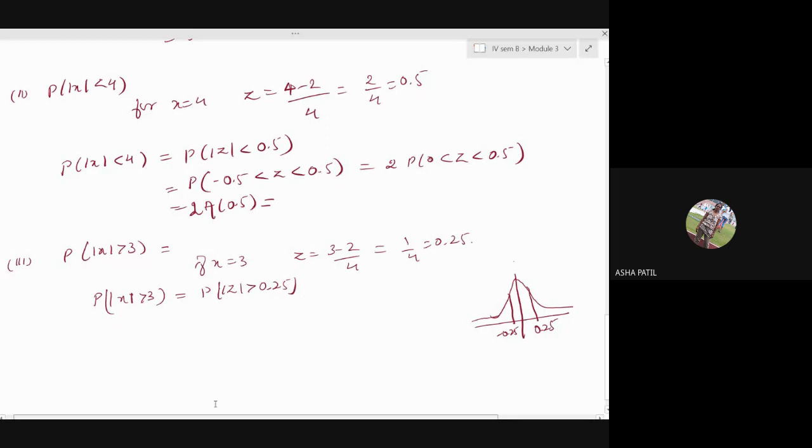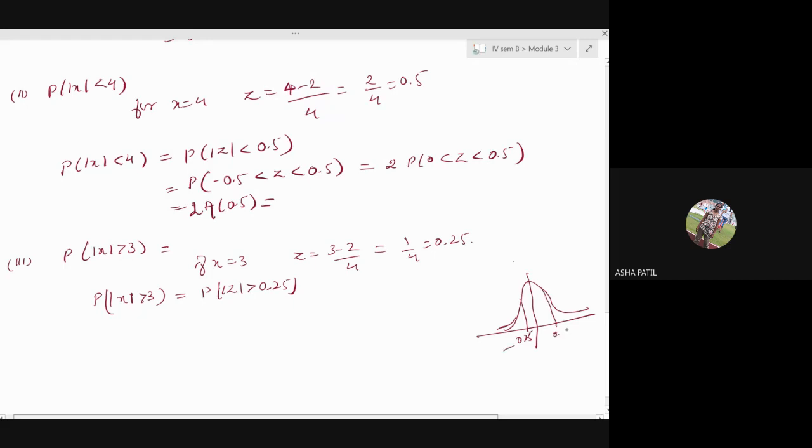Is it right? Mod z is greater than 0.25 means you want z should be greater than 0.25 and here z should be less than minus 0.25. This area we want. So total area it is 1. In that, if you subtract this whole area, we get the required one. Usually we shade the required part, don't get confused. What we want is mod z greater than 0.25. So let me take 0.25 here with minus sign.